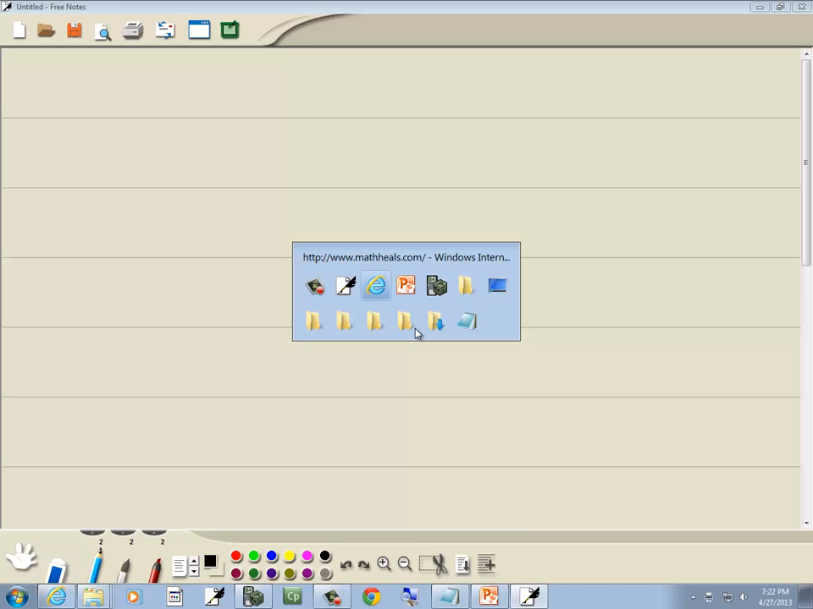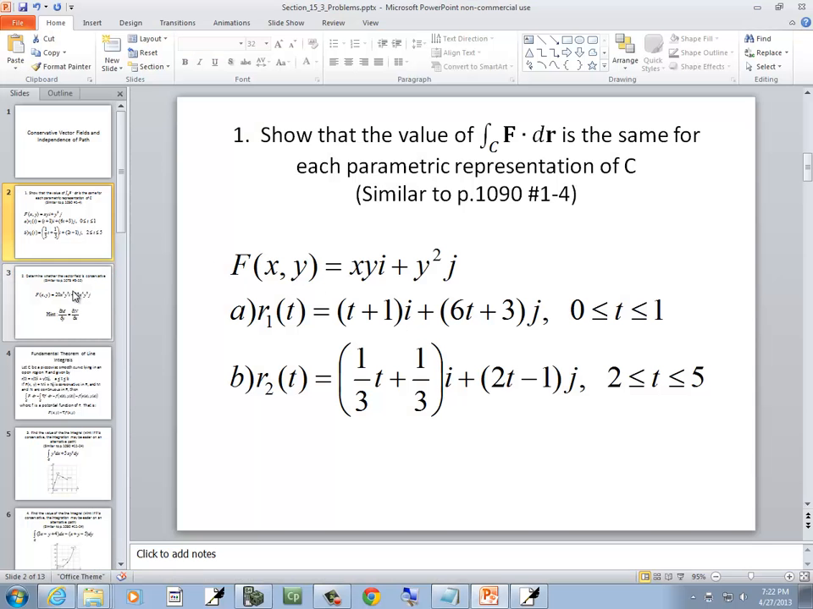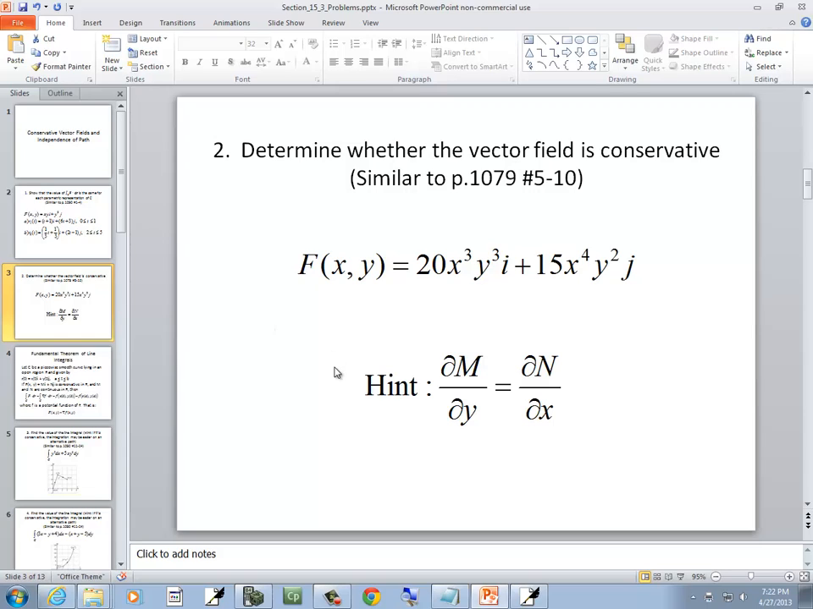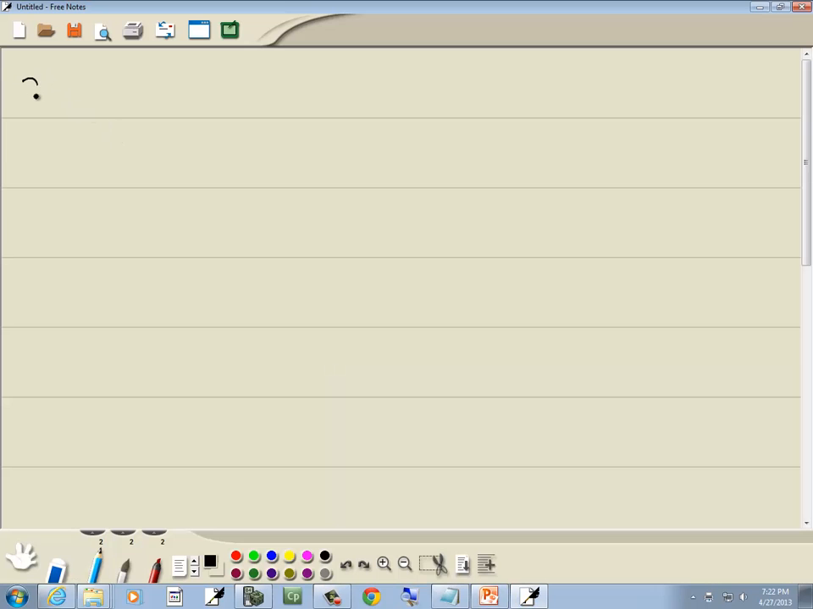Okay, that's quite a bit of work. We're going to see in a little bit that there's an easier way. Now our second problem, we're going to determine whether a vector field is conservative. Just to refresh your memory, we saw that back in the previous lesson, but here we're going to use it more extensively.